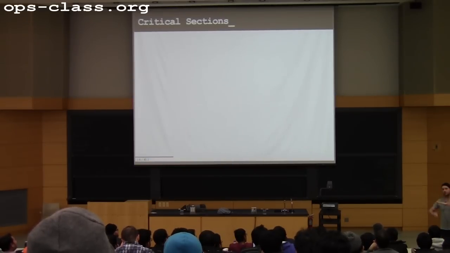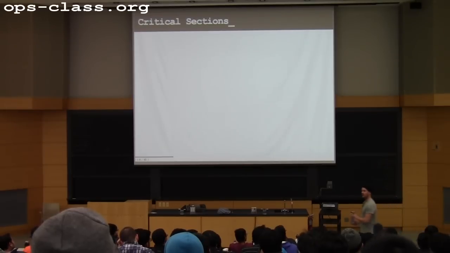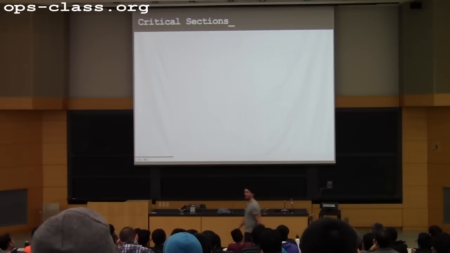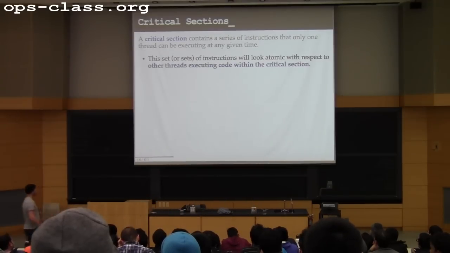A critical section is a portion of the code that we only allow one thread to be executing in at any given point in time. And you can see there's a natural connection between atomicity and a critical section. Frequently, the way we achieve atomicity is we put the things we want to be atomic inside a critical section. That way, they look atomic to threads outside, right? Okay. Right, I just said that.